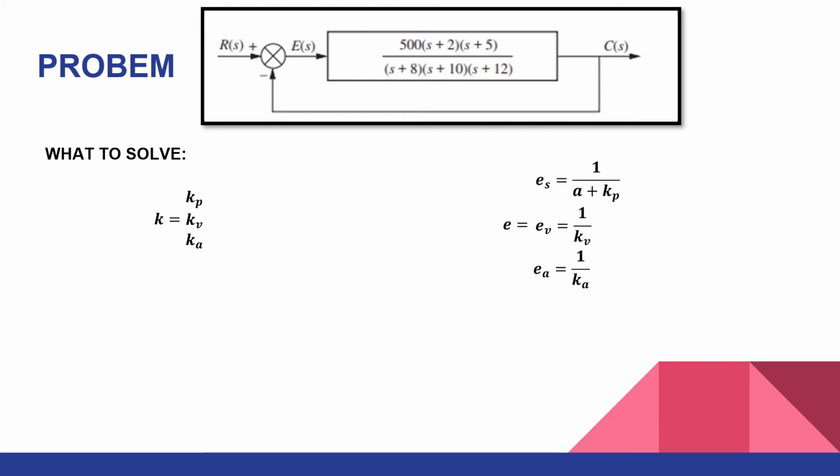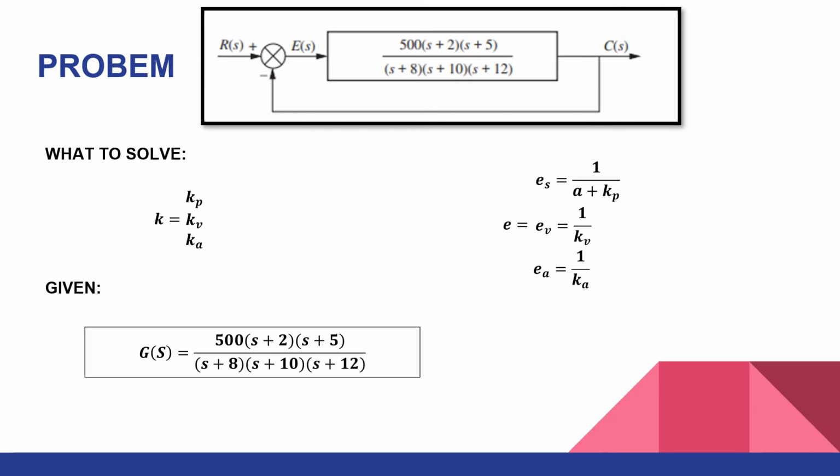With this, we know what to solve, but we have to identify what we are given. In this case, our given is G(s) equal to 500 times (s plus 2) times (s plus 5) over (s plus 8) times (s plus 10) times (s plus 12). As discussed earlier by my group mates, there is a process and we need to follow that process to have a proper answer.